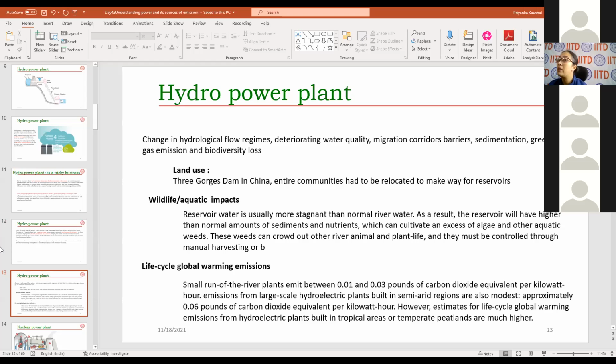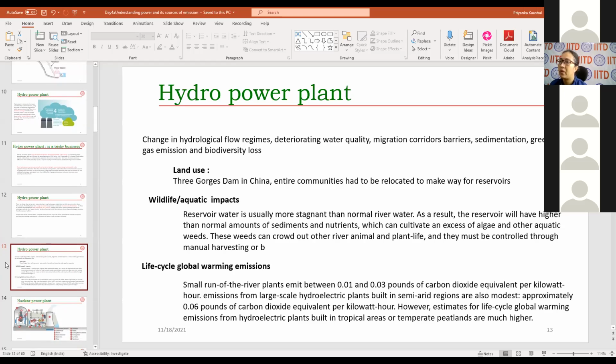Wildlife and aquatic impact. Reservoir water is usually more stagnant, as you can see here, than the normal water. As a result, it accumulates more sediments and nutrients. And because of these accumulated nutrients, it leads to excess vegetation, excess algae and aquatic weed. And as you can see here, these weeds can crowd out other river animals and plants, and they must be controlled through manual harvesting. Right?